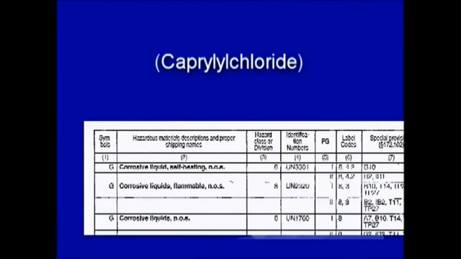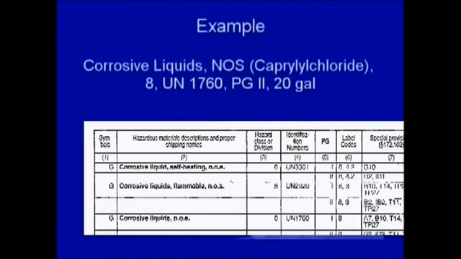Therefore, the technical name must be added in parentheses in association with the basic description. In other words, add the technical name following the proper shipping name or after the basic description. For example, corrosive liquids, NOS, caprylyl chloride, 8, UN 1760, PG 2, 20 gallons, in that order.